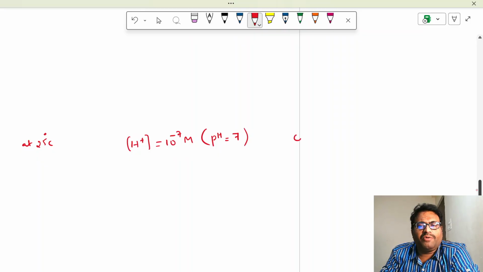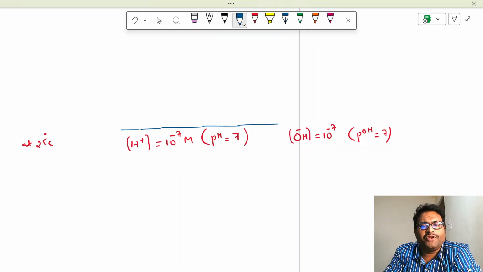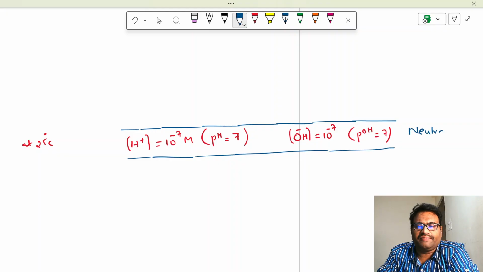And OH minus ion concentration is equal to 10 power minus 7. Then for this, pOH is equal to how much? 7. So what is this condition? pH 7, and this complete condition is considered to be neutral. So pH is equal to 7, neutral. pOH is equal to 7, neutral.